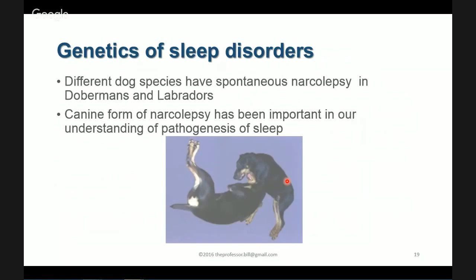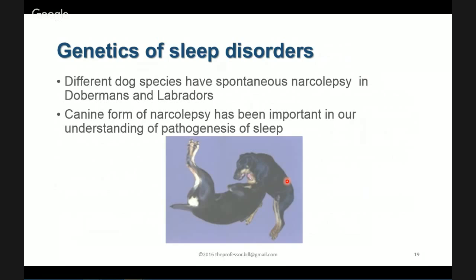So we know that there are lots of animal models that actually have this spontaneous form of narcolepsy, just as I mentioned to you in humans, particularly Dobermans as well as Labradors. Some breeds of these dogs have spontaneous narcolepsy. But this has actually been really beneficial to us. Remember at the very outset of the course, we talked about mouse models, and we also talked about, in Duchenne's muscular dystrophy, dog models for this.